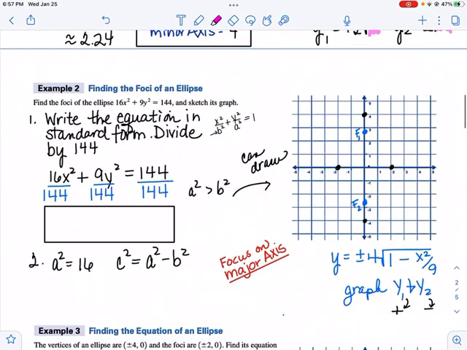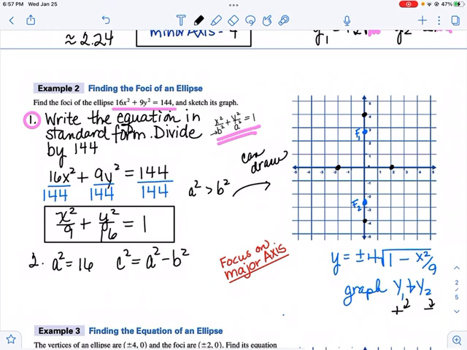Hope that was good. So the second one, we want to find the foci of the ellipse 16x squared plus 9y squared is equal to 144. So the first thing that we're going to do is divide both sides of the equation by 144. Because remember, we want this form, where the right-hand side is going to be 1. So once we divide both sides by 144, we're going to get x squared over 9 plus y squared over 16 is equal to 1.